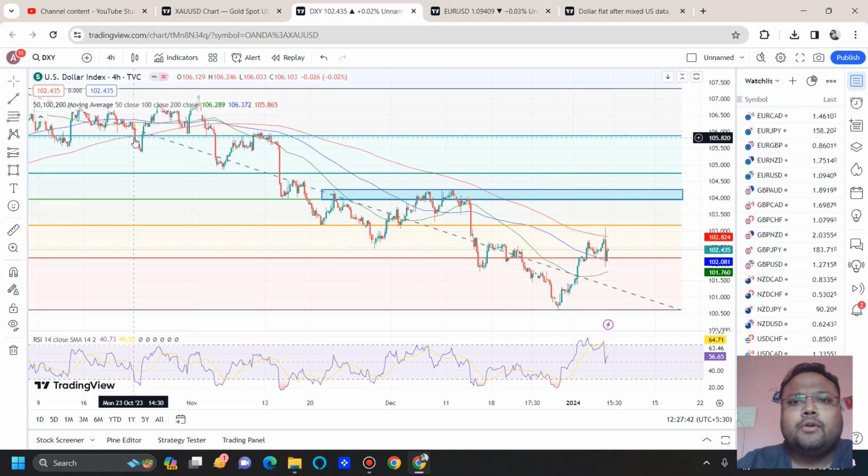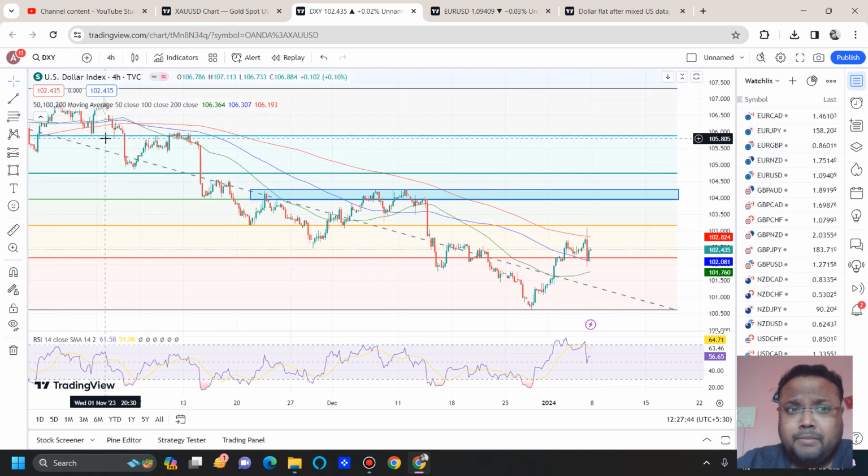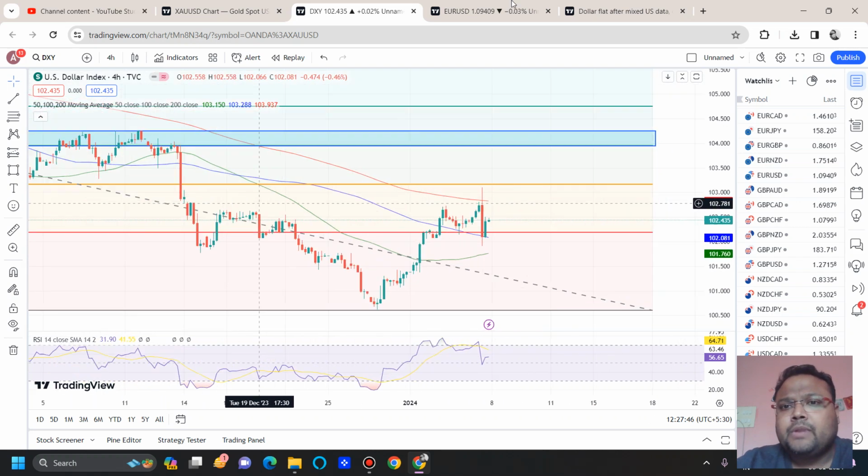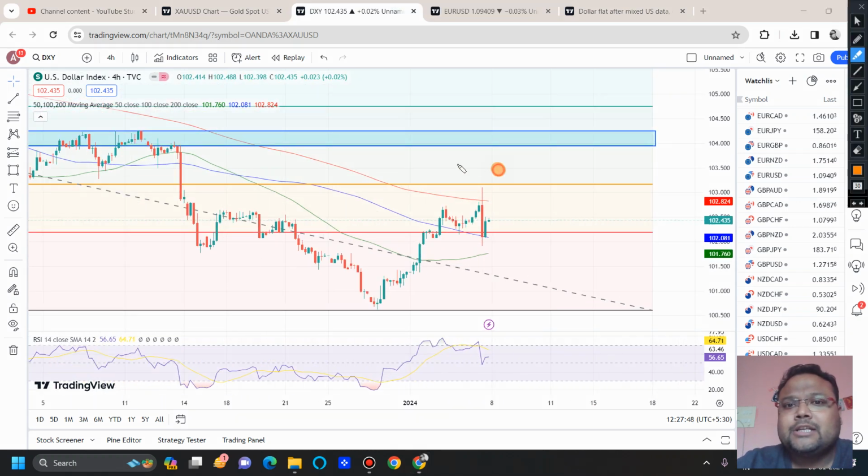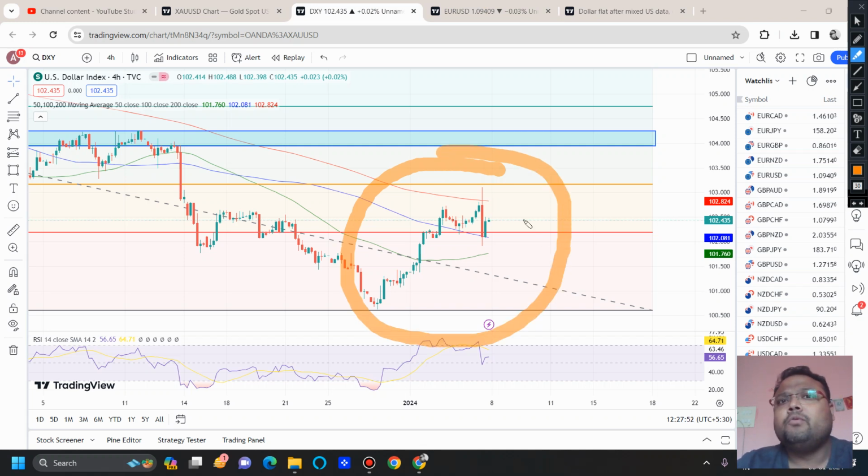If you look at the overall trend here, the overall trend may be towards the downside, but there is no denying that DXY is trying its best to recover. So in the coming days, maybe we'll get to see further upside on DXY. And if the uptrend fails, still I don't think DXY will be going down again. At least we will get to see a sideways market.